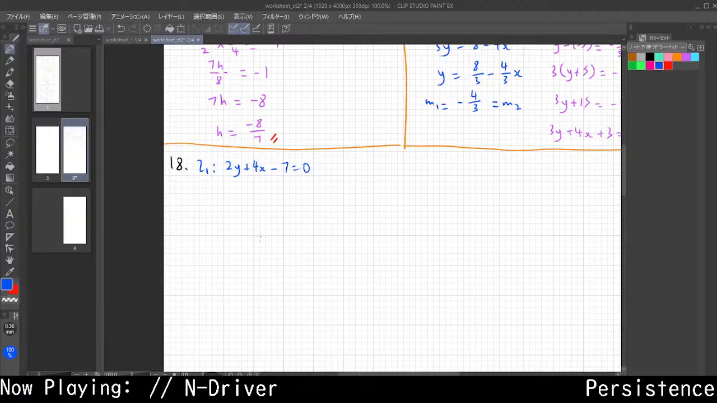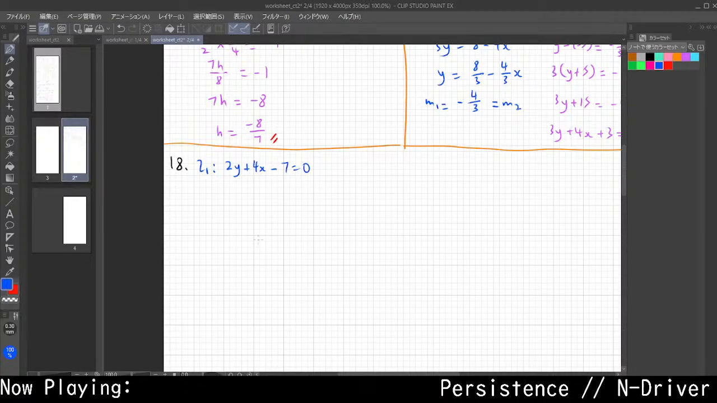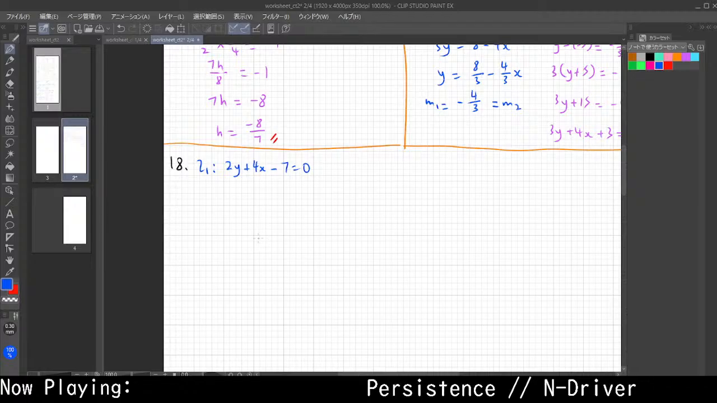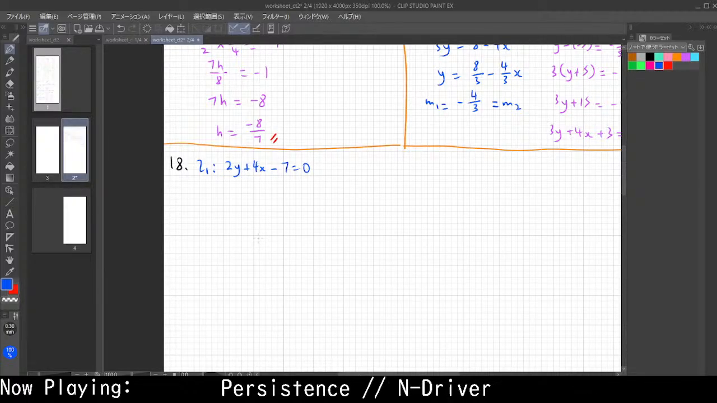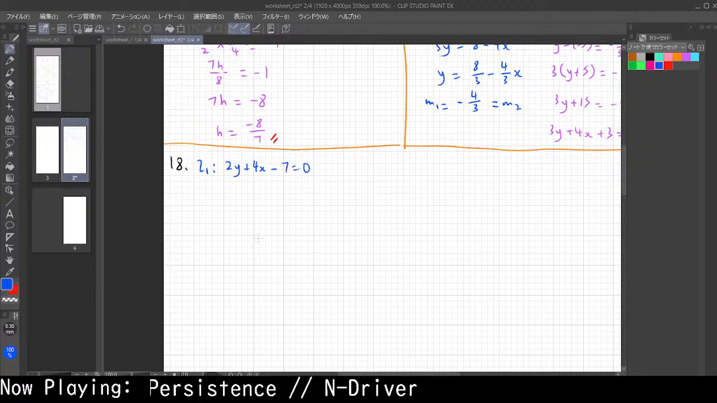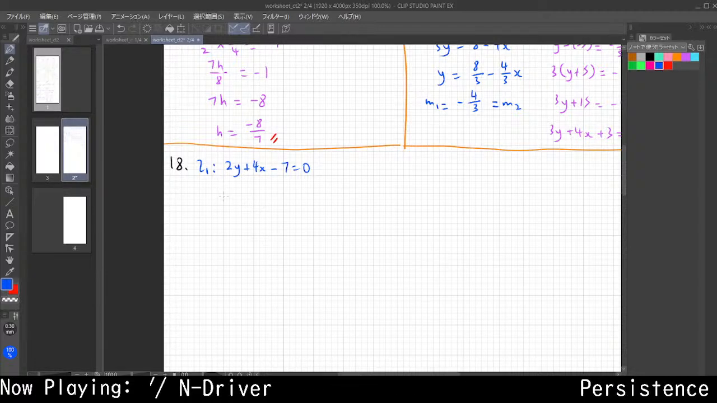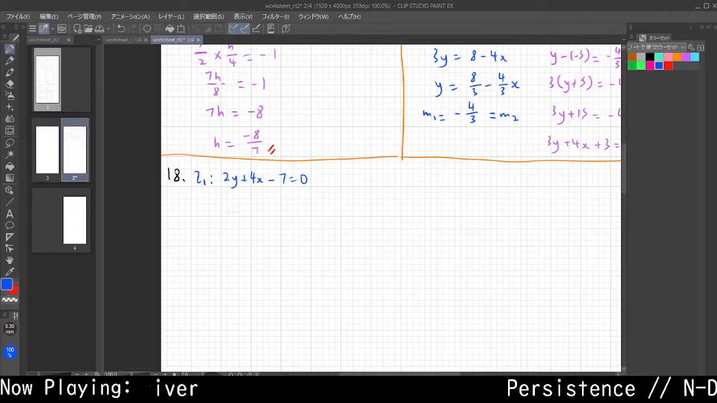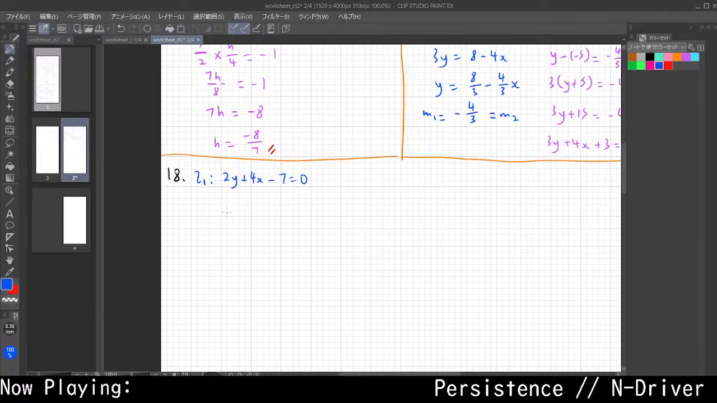Find the equation of straight line L2 such that L2 is perpendicular to L1 and passes through the point. It's basically the same thing, just that you have the symbols now instead of the words. So please at least know how to recognize the symbols.